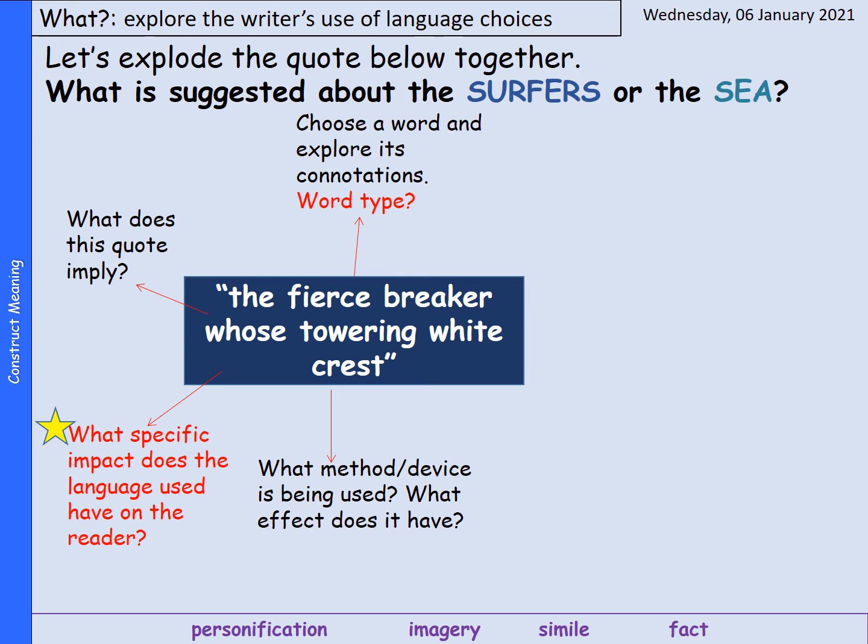So the fierce breaker, let's start with that first word, fierce. What are the connotations of it? What word type is it? Can we identify the word type and then talk about the connotation? So for fierce here, we can see it's a very aggressive adjective, the word fierce. The connotations for me would suggest that it's quite dangerous, aggressive, quite intense, very strong wave that's coming.